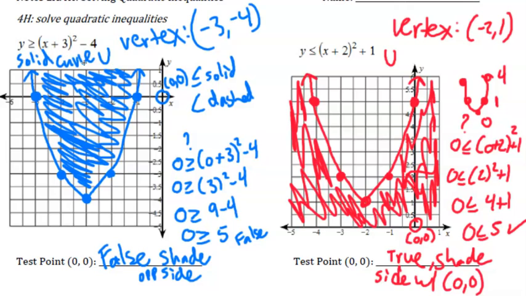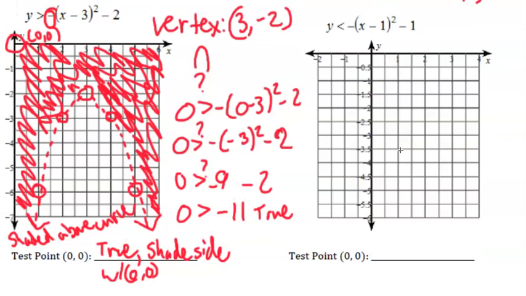On the first example, we shade above. On the second one was below, and the third one's above. Let's look at the fourth example. So we have y is less than -(x - 1) squared minus 1. Find our vertex. It's going to be (1, -1). And it's going to be opening downwards since it has a minus sign in the front.